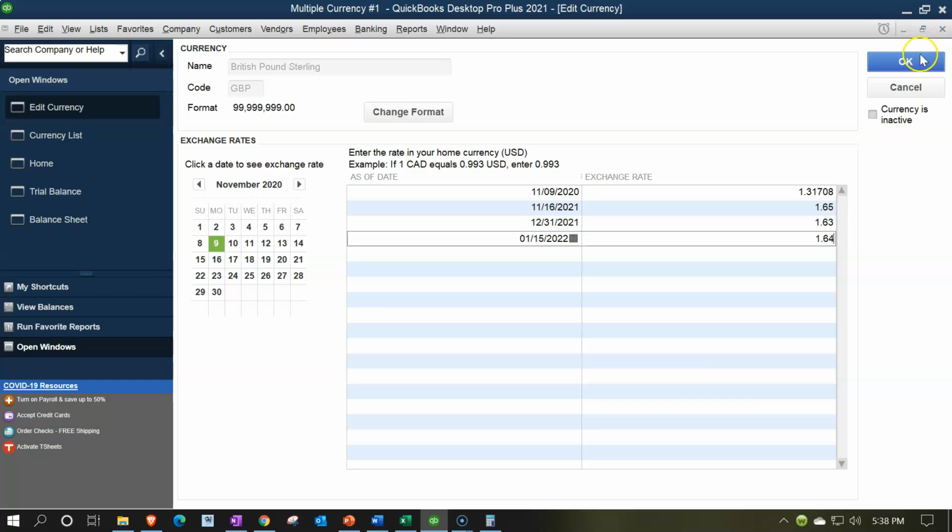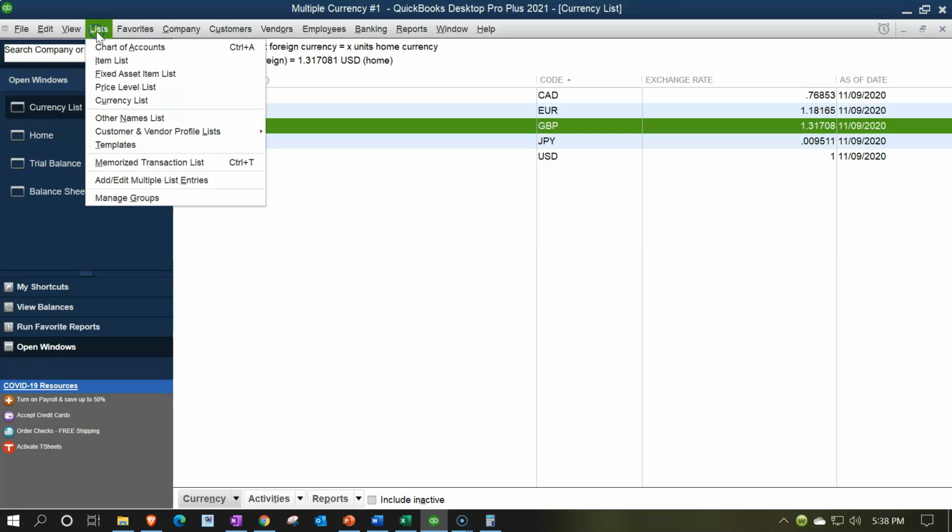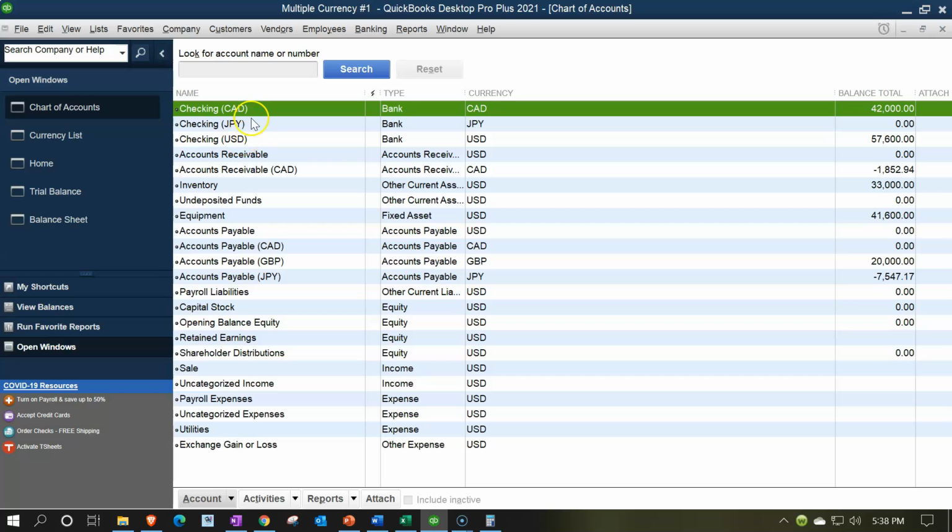So I'm going to say OK. And then I need to transfer some money into a checking account for the foreign currency. So I'm going to see if I have a checking account set up in foreign currency for the pound. I'm going to go up top and say chart of accounts, list chart of accounts. So we have Canadian dollars, we've got yen, we've got US dollars. We don't have the pounds yet.